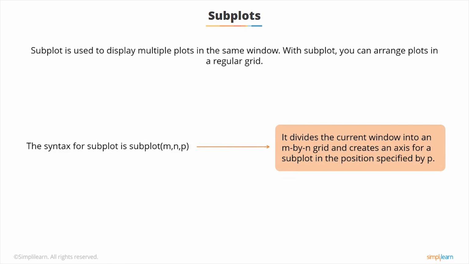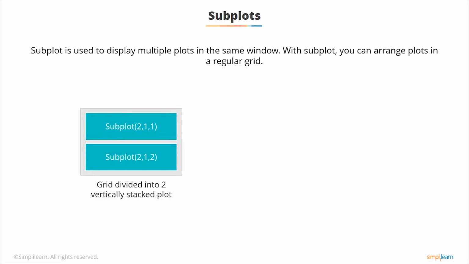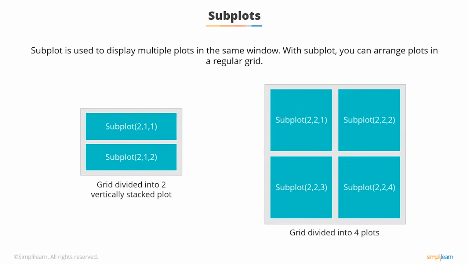It divides the current window into an M by N grid and creates an axis for a subplot in the position specified by P. For example, subplot 2, 1, 2 creates 2 subplots, which are stacked vertically on a grid. If you want to plot 4 graphs in one window, then the syntax used should be subplot 2, 1, 4.